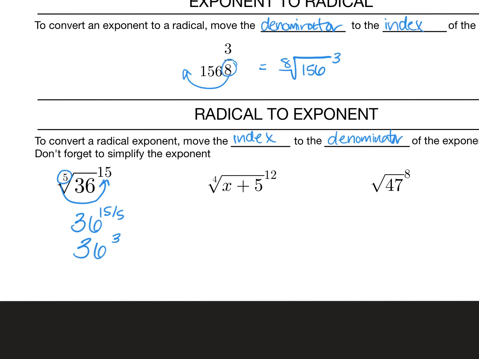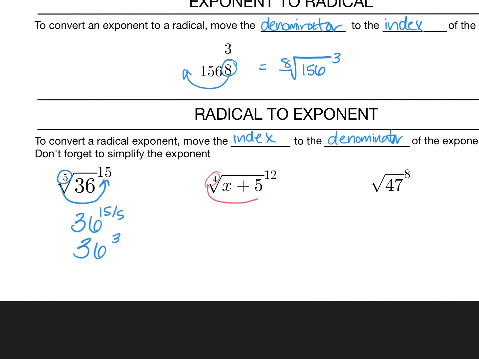Okay, in our slides, we had an example of moving the index to the denominator, 5 down over there to the 15. We simplified 15 over 5 to equal 3. All the while, we just copied our base. So we are going to do the same thing. We're just going to copy our inside.